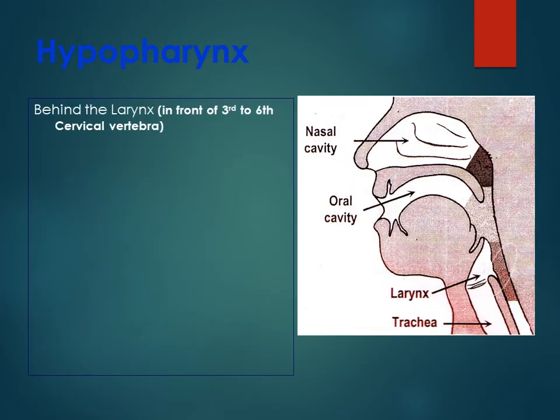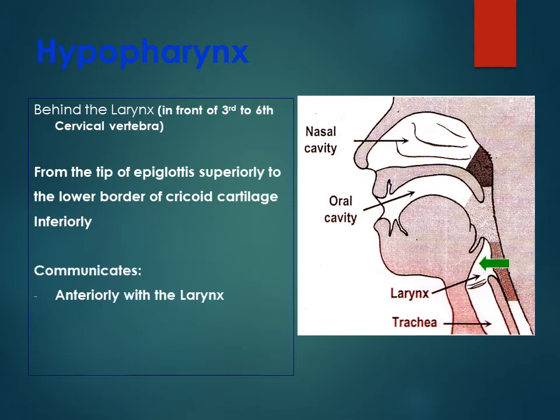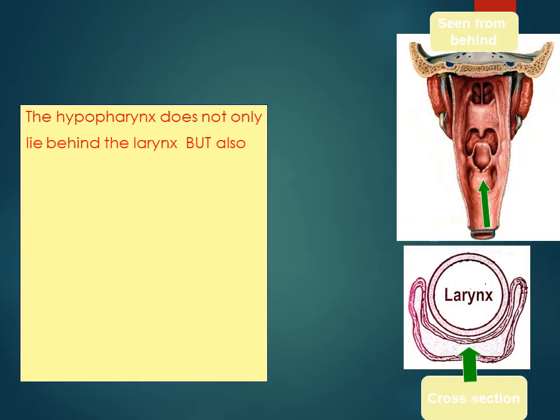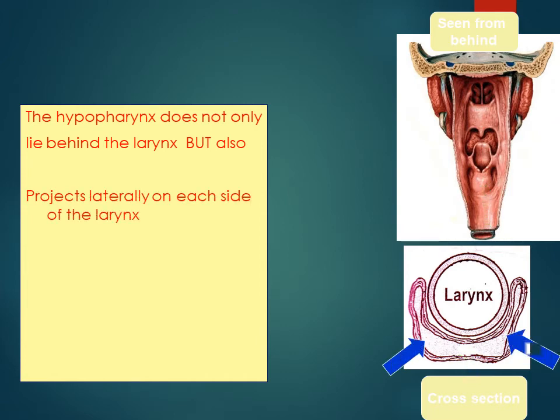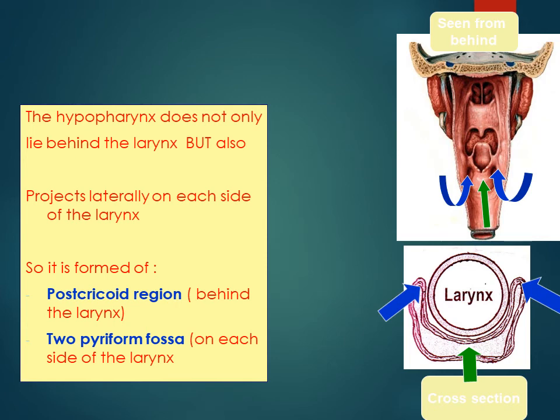The hypopharynx is behind the larynx, in front of the third to sixth cervical vertebrae. It's from the tip of the epiglottis superiorly to the lower border of the cricoid cartilage inferiorly. It communicates with the larynx anteriorly, the oropharynx superiorly, and the esophagus inferiorly. It also projects posterior and lateral to the larynx, forming the postcricoid region and two piriform fossae on either side of the larynx.